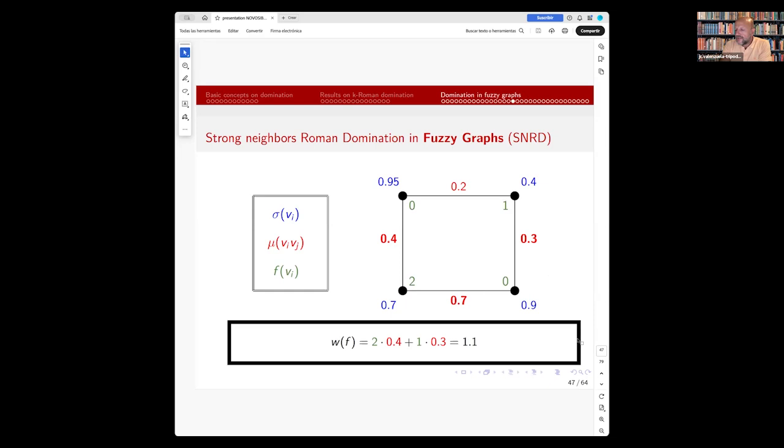So in this case, this is a strong Roman dominating function in this fuzzy graph, but it is not difficult to see that it is not optimum, it's not minimum, because we can consider this other labeling of the graph that also satisfies the condition. And in this case, the total weight is 1, which is in fact the minimum possible weight for a strong Roman domination function.